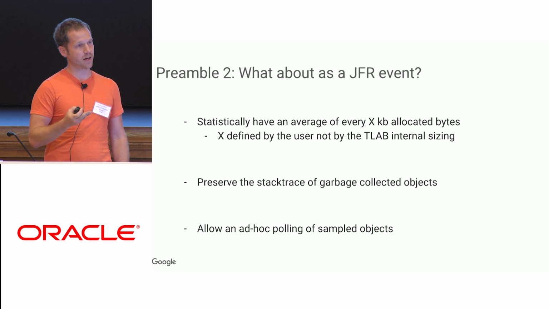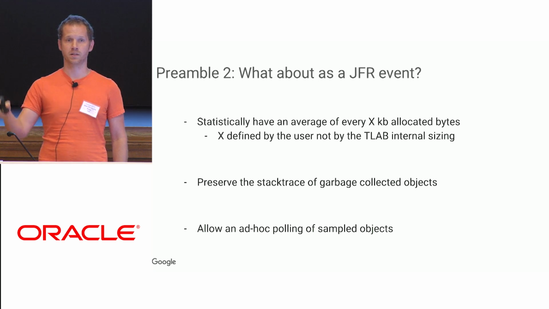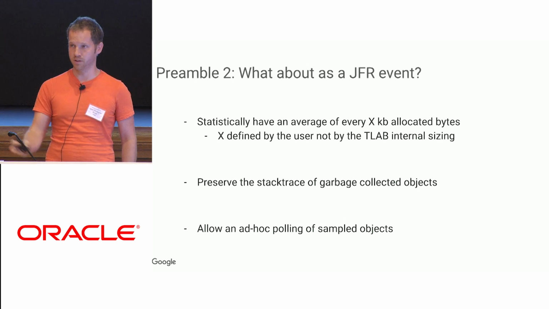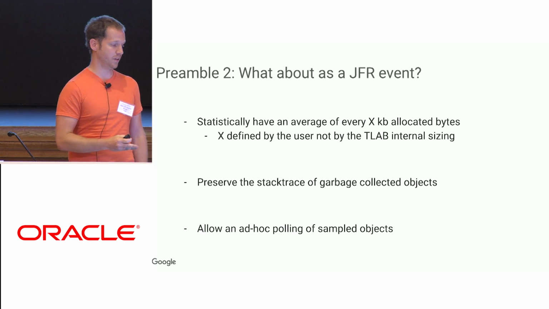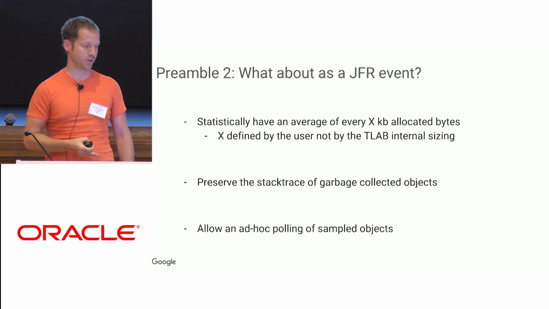The thing is that we like having a means by which a user can say, I want to know every megabyte on average. And that average is the important concept because we don't want it to be an exact megabyte. If you have a recurring pattern of allocations, you'd always hit the same object in that pattern. We want it to be moving around that megabyte area so that you can sample the different objects correctly. And we don't want to be defined by whatever TLAB is doing for its sizing.